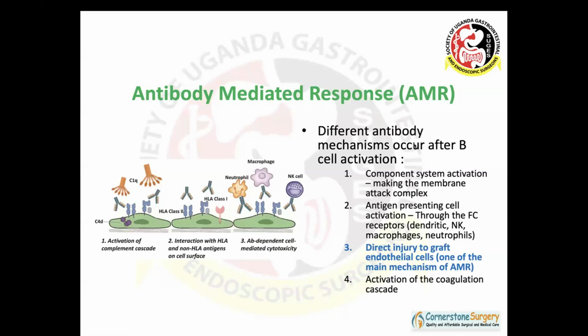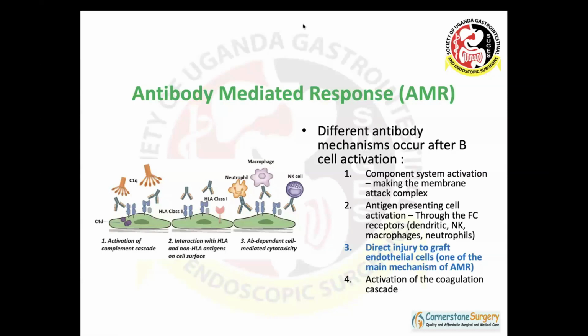The antibody-mediated response is by the B lymphocytes. And the antibodies, when they are released, act in 4 main ways. One, they activate the complement system. Once the complement system is activated, it attacks the endothelium of the vessels in the graft. So that's one way the antibody-mediated response works.